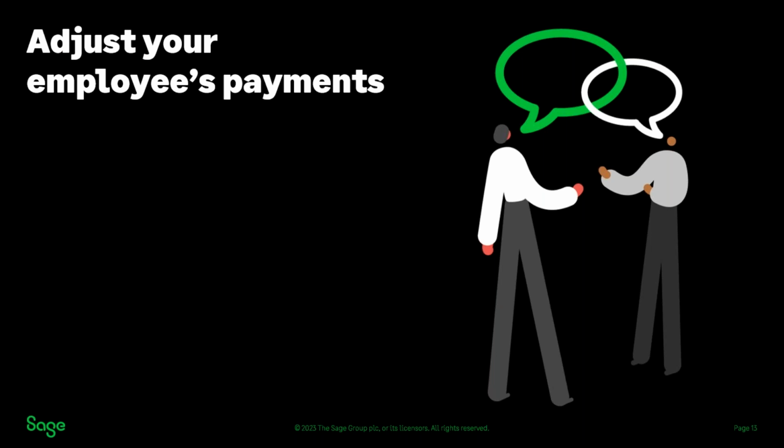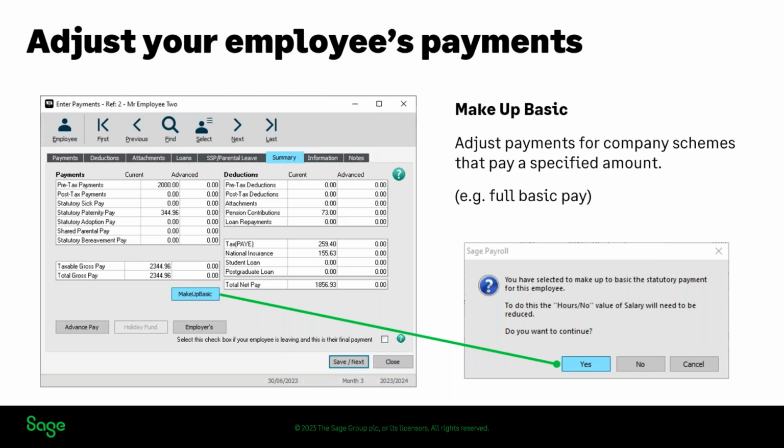So a quick recap on that section. First way I showed you was using Makeup Basic. So this is ideal for a company scheme that pays a specified amount, for example, full basic. To use it, enter the full amount you want the employee to receive, and then from the summary tab, use the Makeup Basic option, and that will automatically reduce the selected payment by the amount of statutory pay.